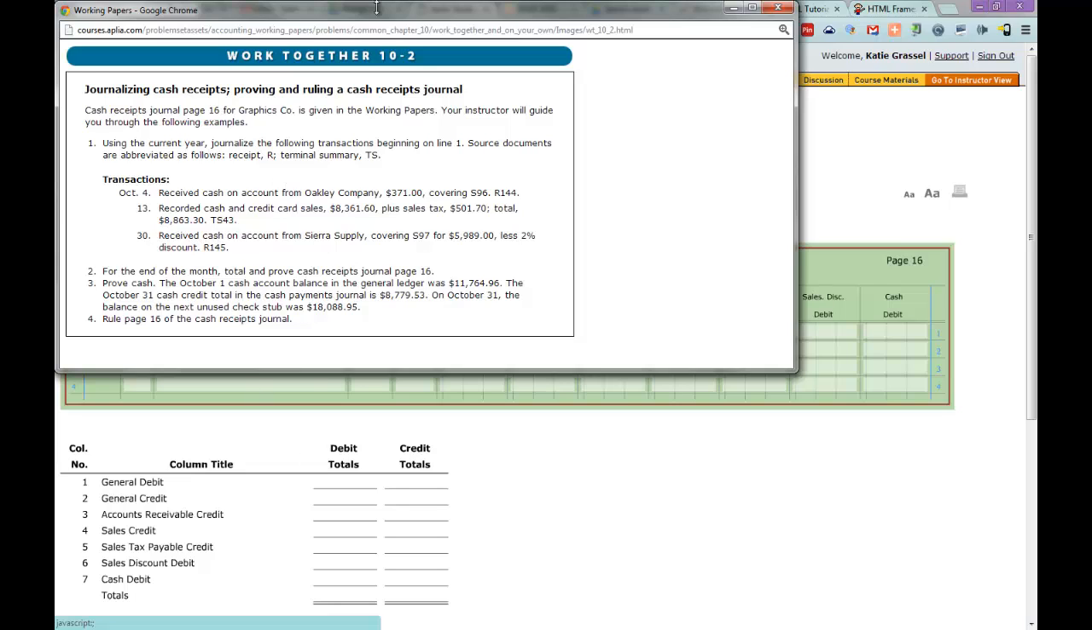So, we're going through and doing October of the current year. The first transaction reads, receive cash on account from Oakley Company, $371, covering S96 R144. Hold the horses. We got 2 source documents. What does that mean?